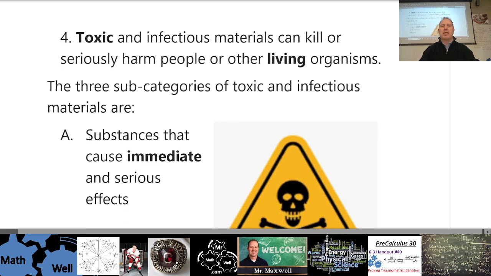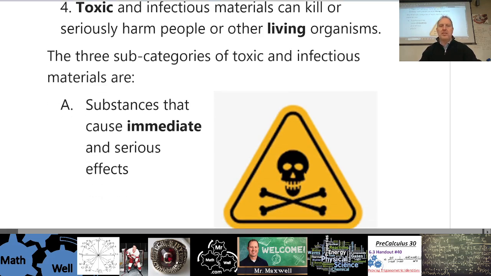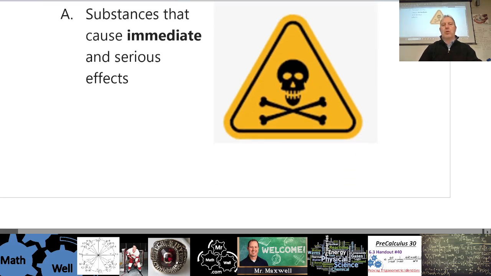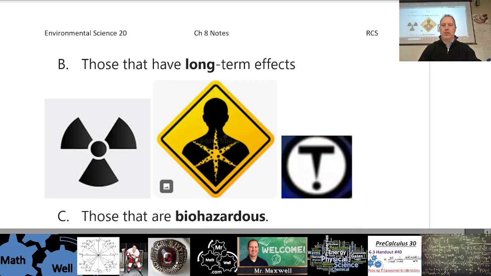Number four, toxic. So toxic and infectious materials can kill or seriously harm people or other living organisms. There are three subcategories for the toxic and infectious materials. The first subcategory would be substances that cause immediate and serious effects. And you see the skull and crossbones, that's the old poisonous sign, right? So immediate and serious effects from toxic materials would have a symbol of skull and crossbones. Those that have long-term effects, so radioactive.